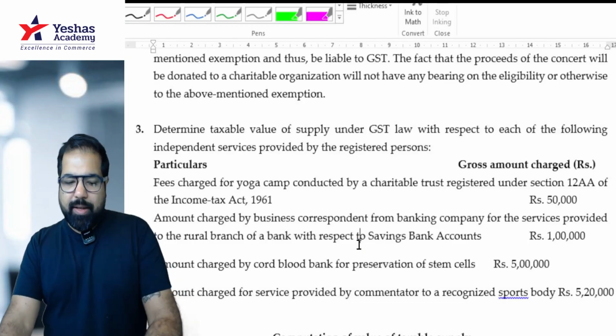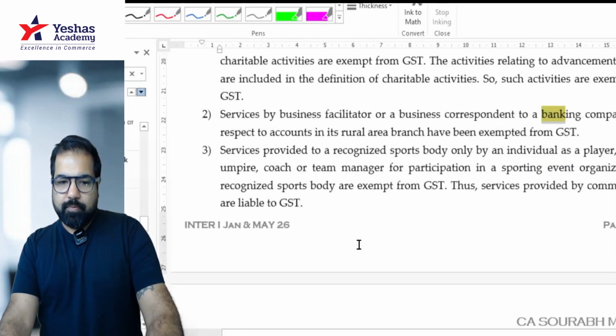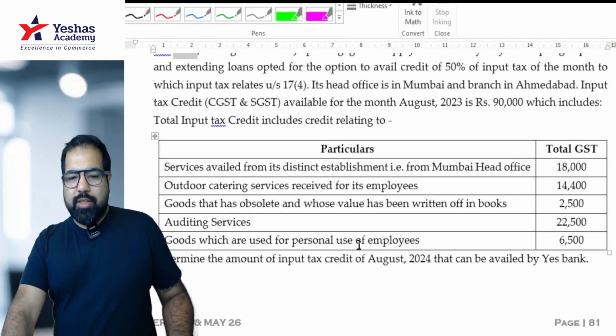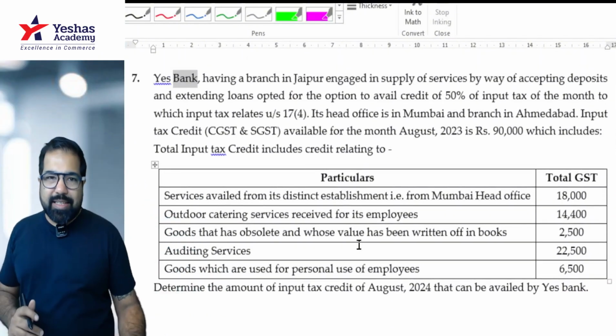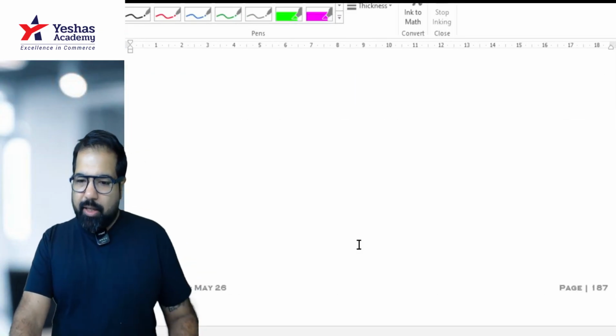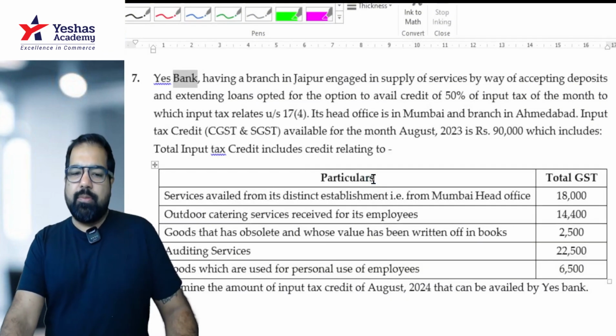Anything else for banks? No, this is from the ITC chapter. This is not from exemption. Guys, this one is the exemption on banking services. Let's move ahead. This is the end of this first part of exemptions.